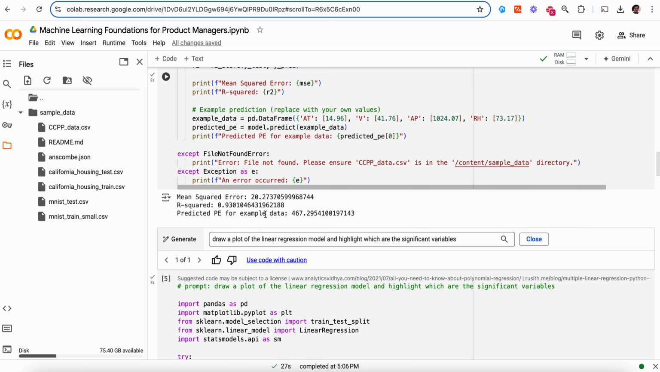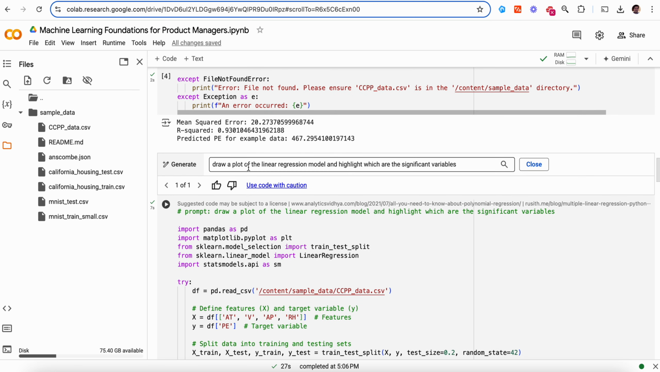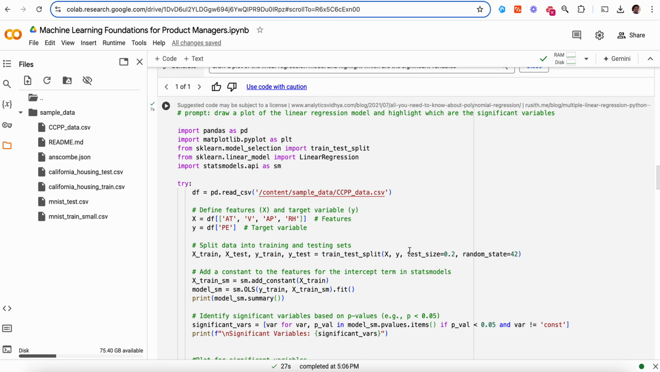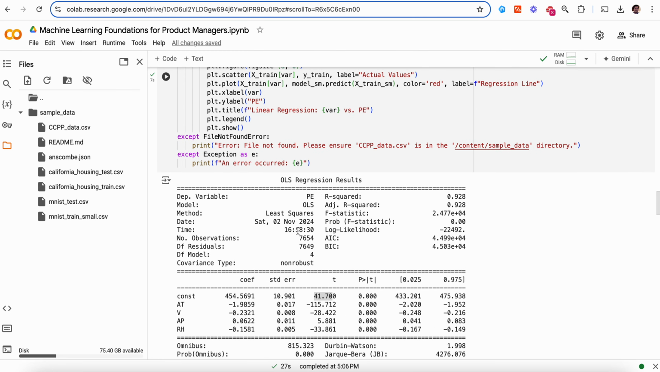And for a given example, that was the output predicted. It assumed an input value. So as you can see, 14.96 for the average temperature, and so on and so forth. Then I tried to create a plot of the linear regression model and highlight what the significant variables are. And as you can see, it is calculating that.